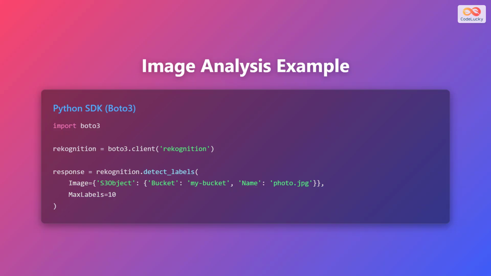Here's how simple it is to use Rekognition with Python. First, you import the Boto3 library and create a Rekognition client. Then, you call the detect labels method, providing the location of your image in S3 storage. You can specify parameters like the maximum number of labels to return. The API returns structured data containing all detected objects and scenes with confidence scores.